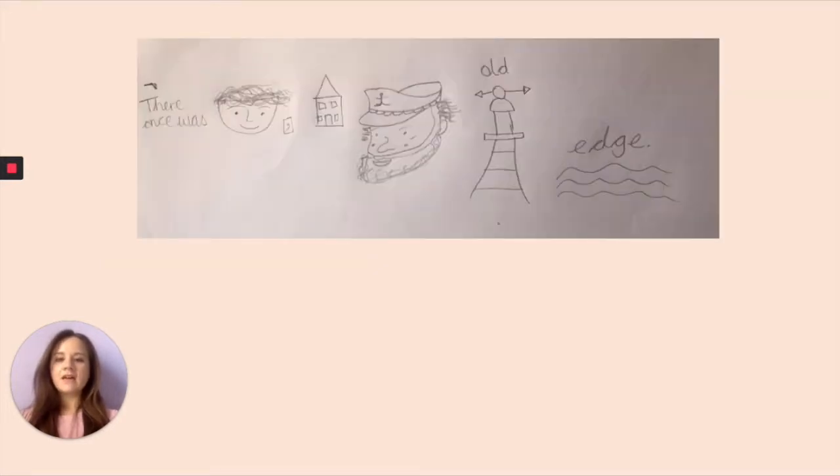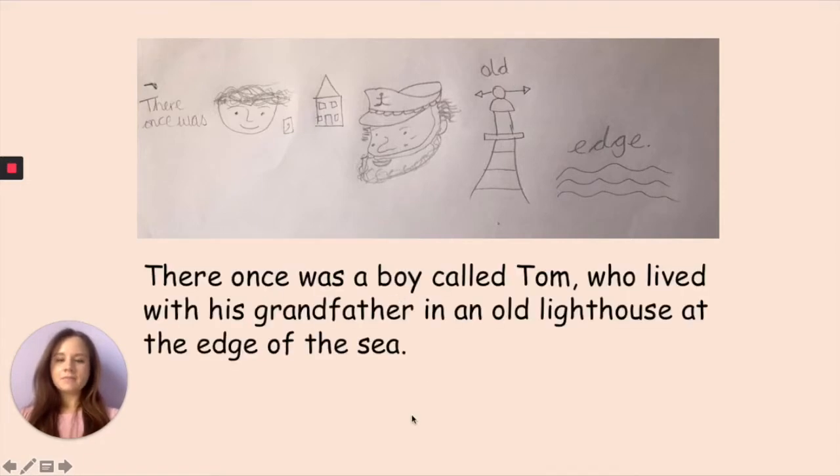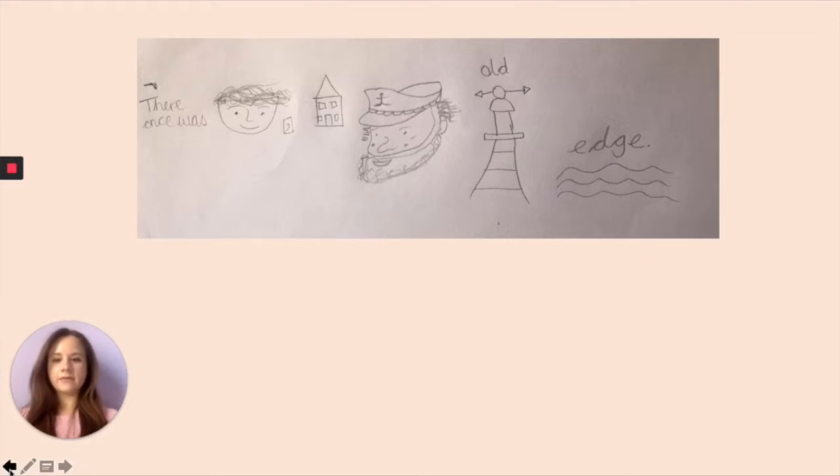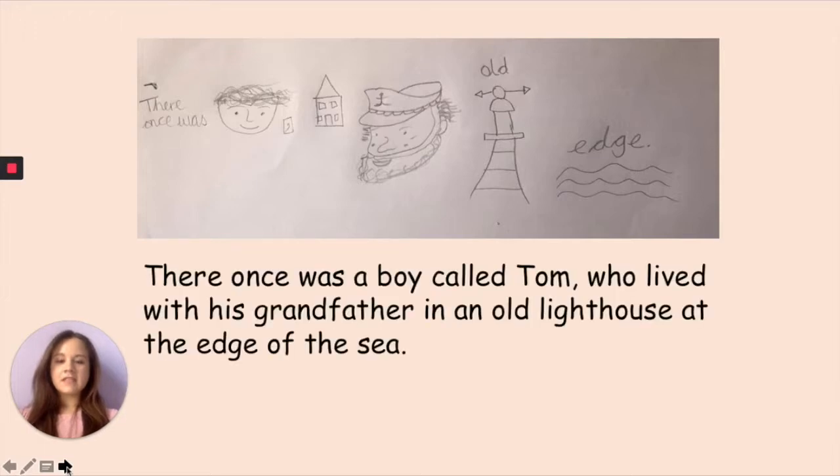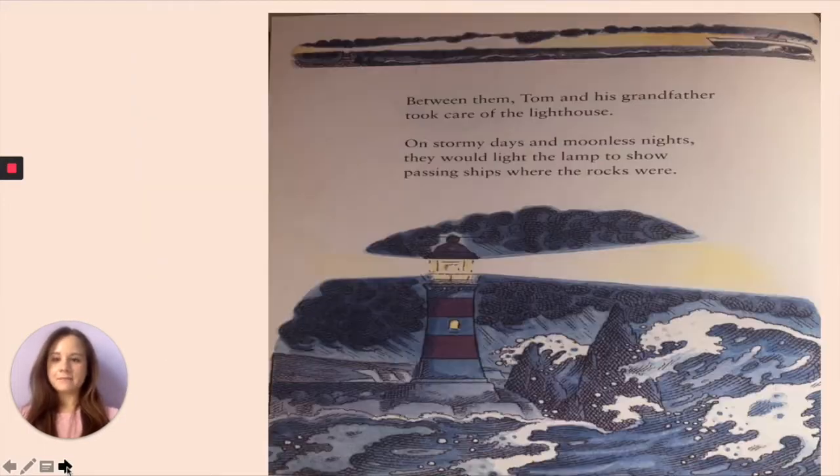So here is our story map from yesterday. There once was a boy called Tom who lived with his grandfather in an old lighthouse at the edge of the sea. Now, see if you can say that to your adult by yourself. Did you manage to get it correct?